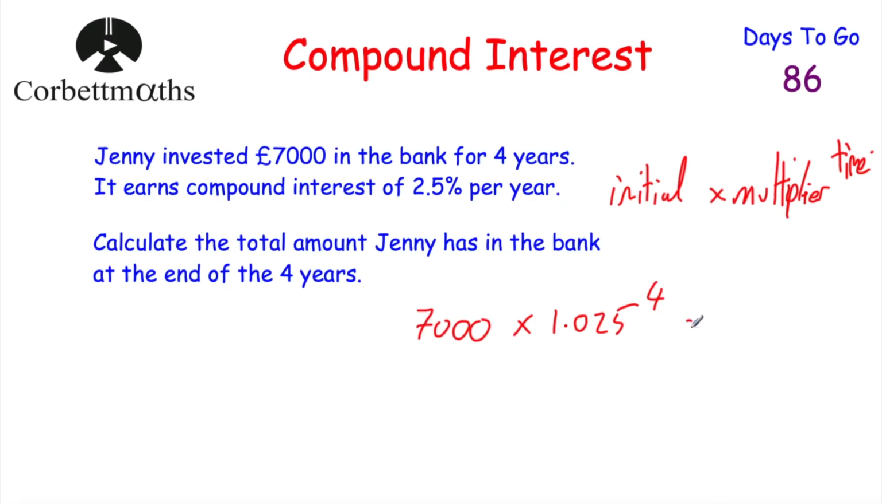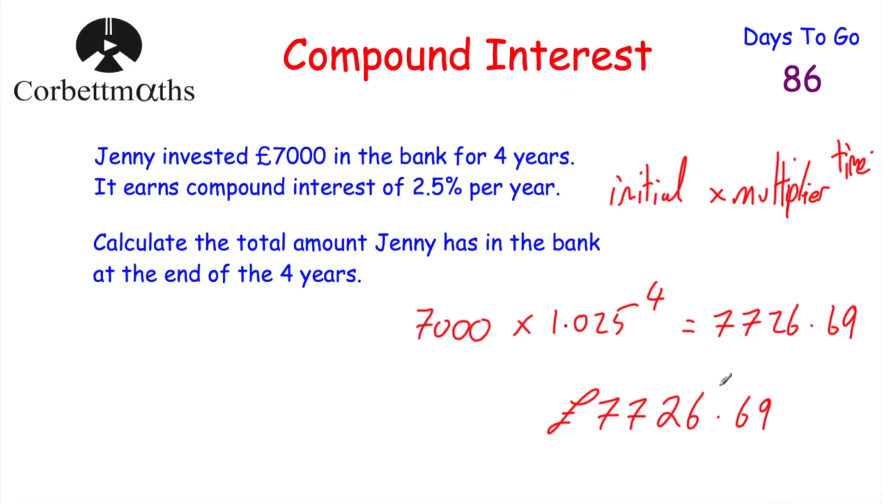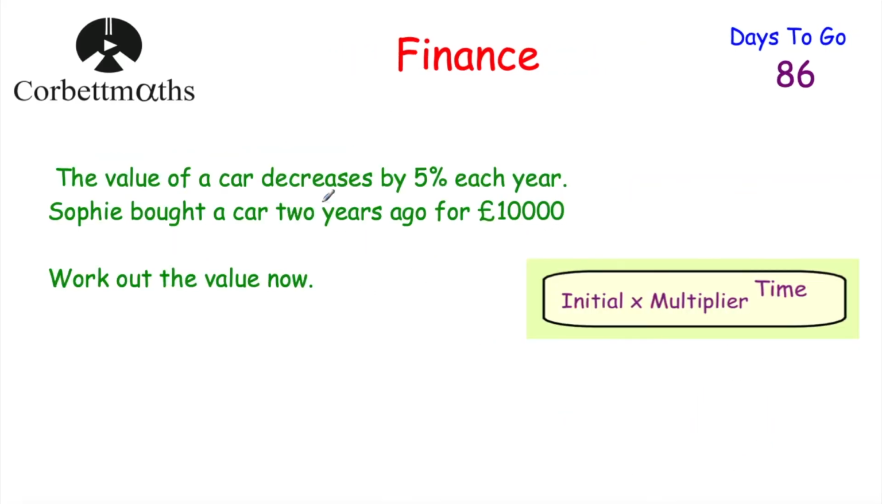And we get that's equal to £7,726.69, and I've rounded that to the nearest penny, and that's it. So that's how much money Jenny would have in the bank after 4 years, and if you got that right, well done. Okay, so we've looked at questions where we put money in the bank and it's going up.